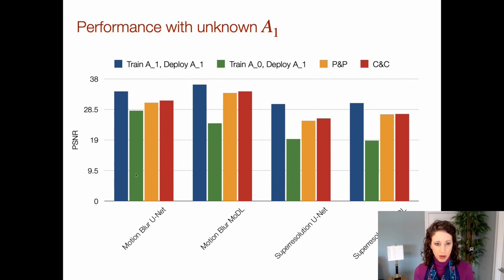What happens when there's model drift and we don't correct for it, and then the results of our PnP and CNC methods, where we're not only learning how to perturb things or do model adaptation, but also learning what that new model is from the calibration data. And we can see that even when we don't know that new forward model, these model adaptation approaches can lead to significant PSNR improvements.